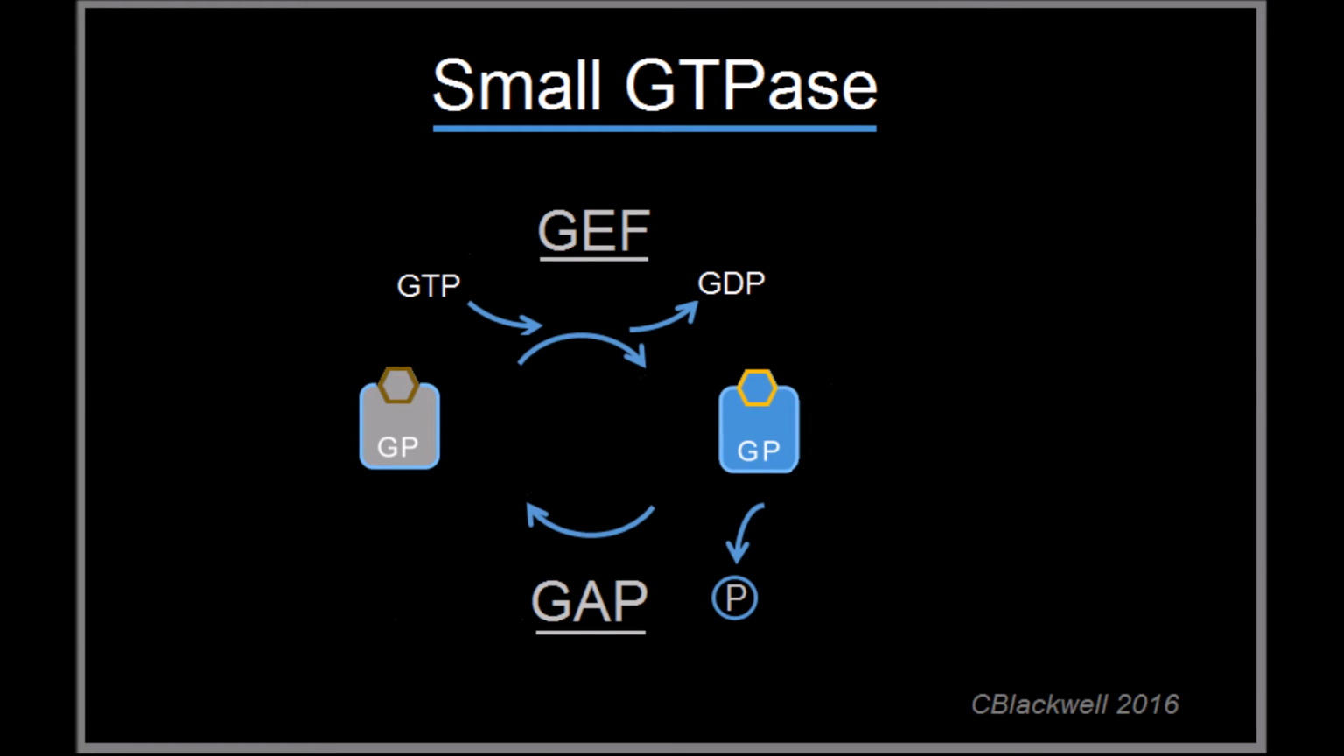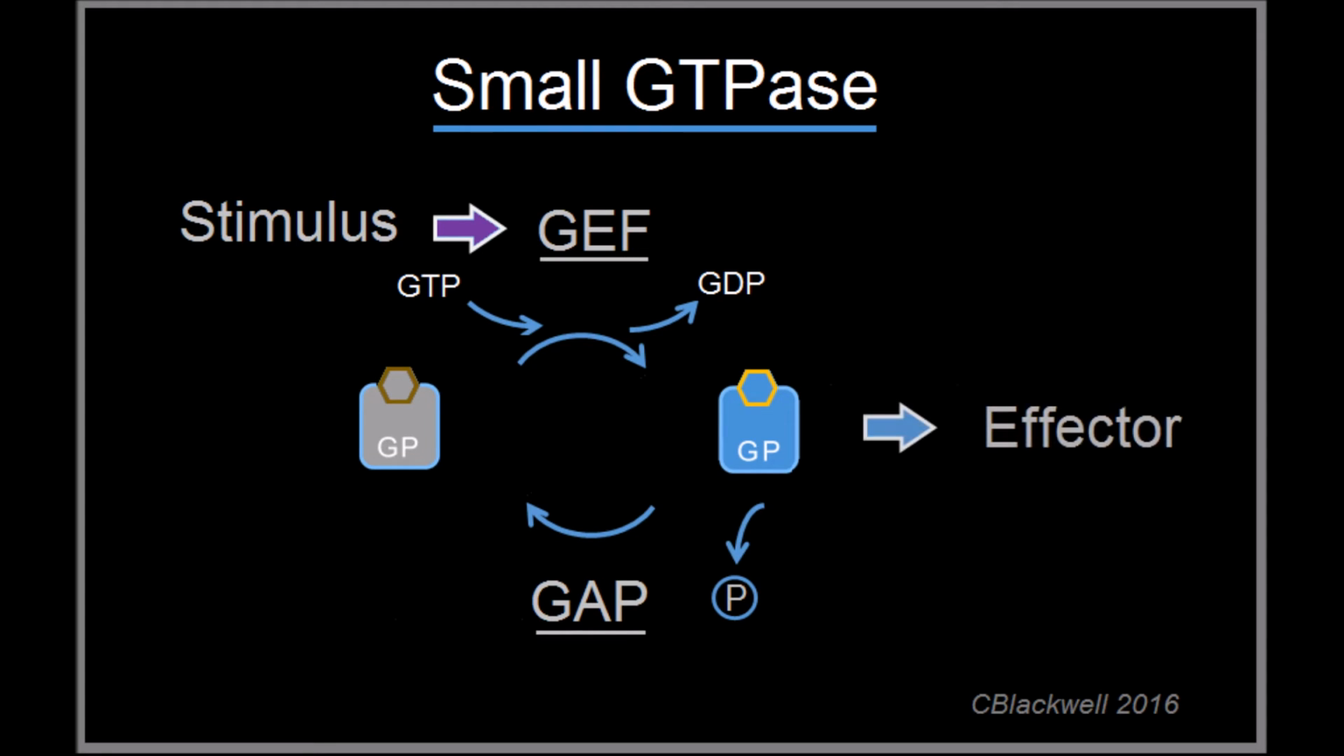How does the switch work? Something in the environment of the cell changes. It could be a chemical or mechanical change that is sensed by a cell receptor. That triggers the G protein/GTPase switch, which in turn activates an effector molecule, which increases a particular cell process.